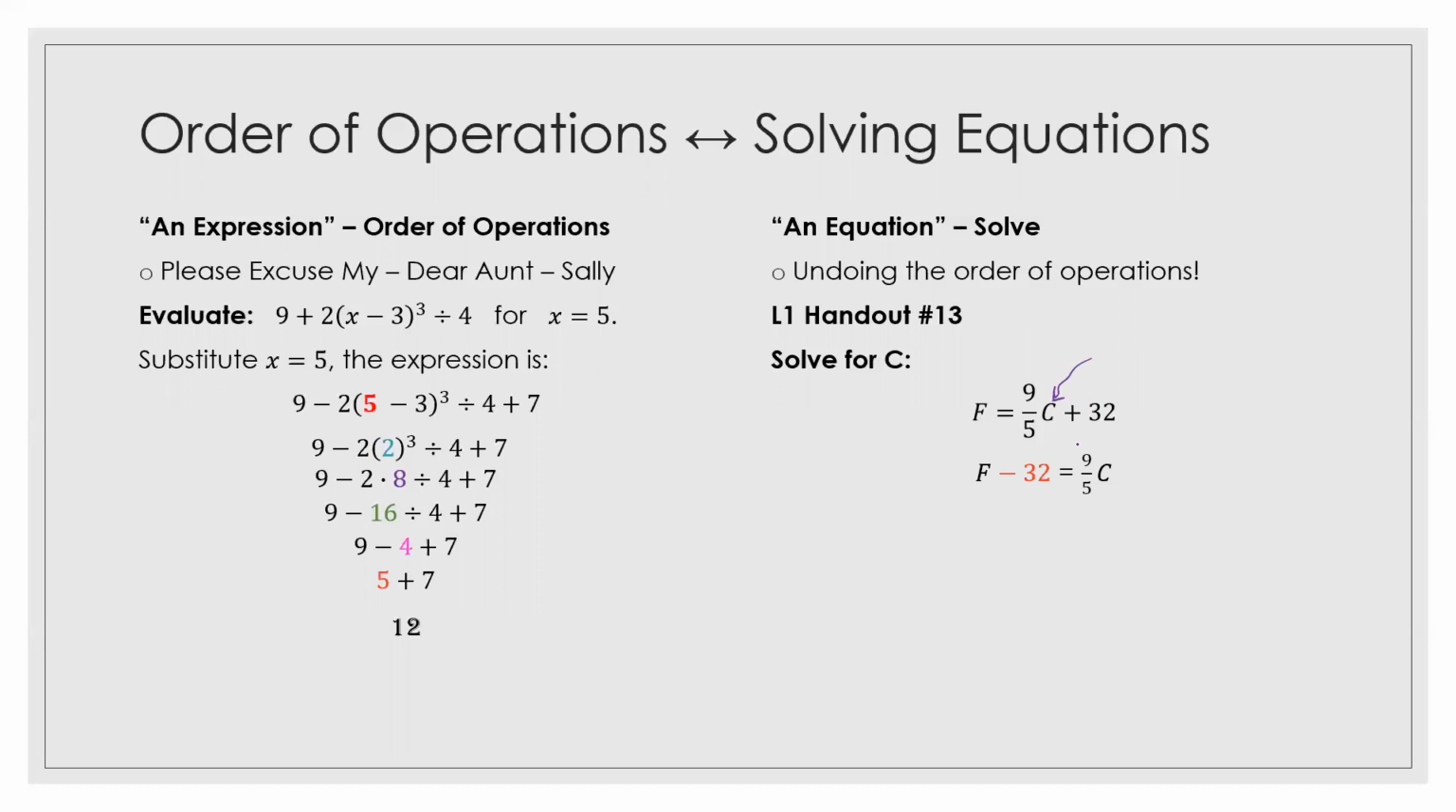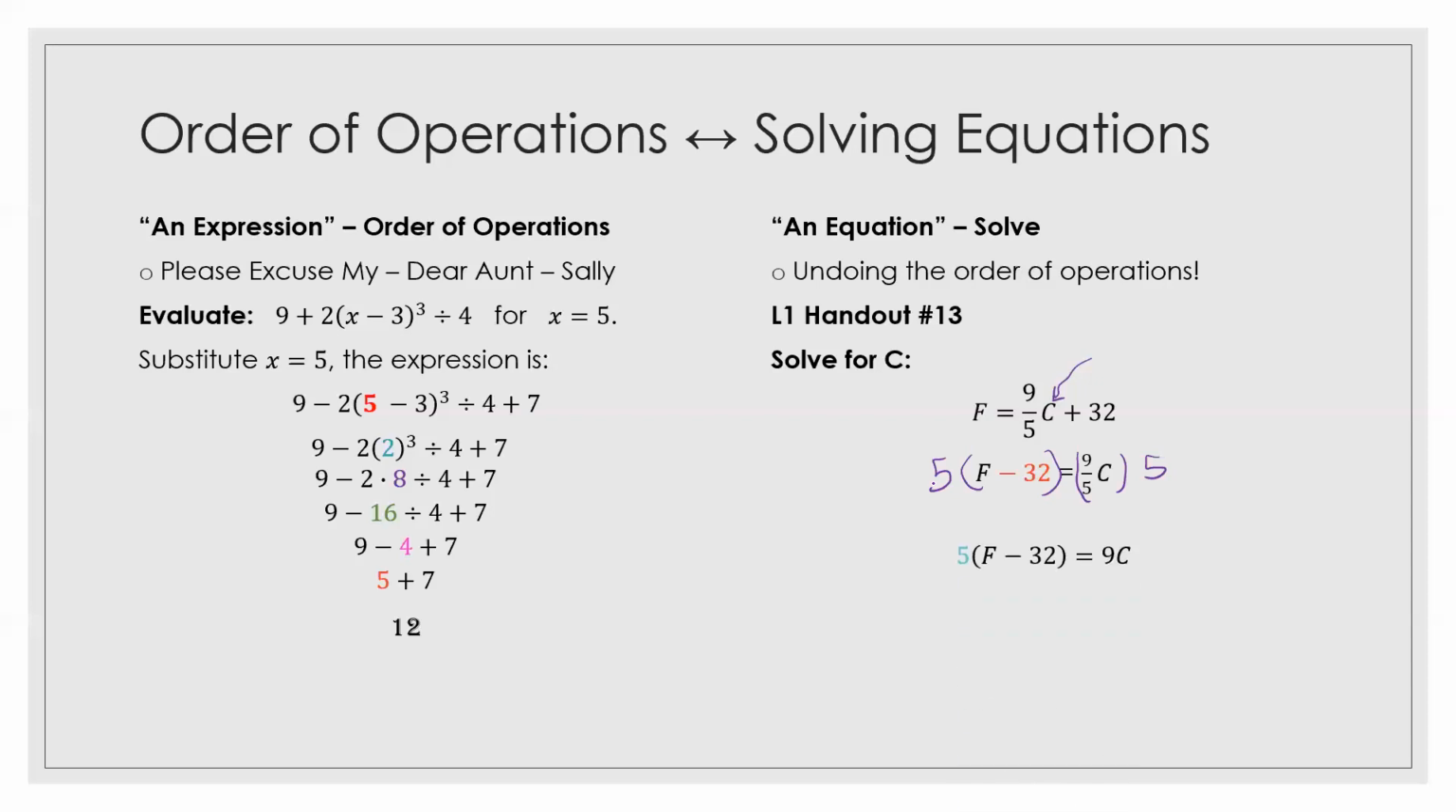5 times C, right? So 9 over 5 times C. That means C is being multiplied by 9 and divided by 5. And the last thing I just said is the first thing I'm going to undo. So to undo dividing by 5, I'm going to multiply by 5, but to both sides of the equation, right? Remember, an equation is like a balance. So whatever you do to one side, you do to the other.